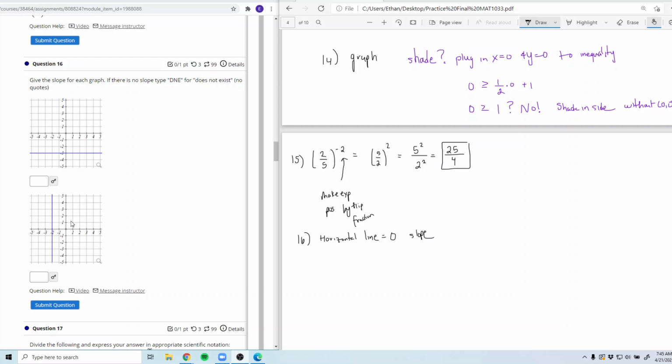It is important you understand, though, that 0 slope is not no slope. When I type in 0 here, I'm not typing in D and E. Vertical lines have no slope. And that's the second one.